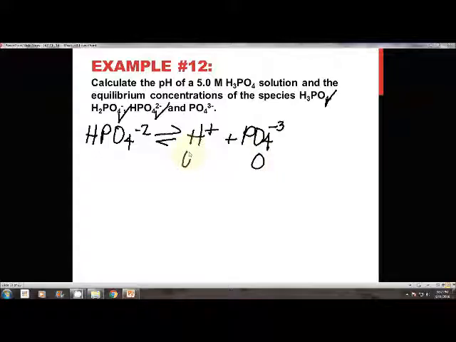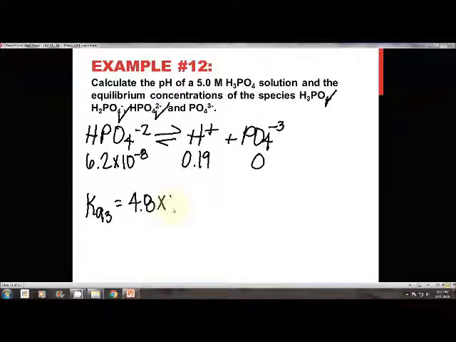We still know that H plus is 0.19. It doesn't change. And we just solved and found that HPO4 minus 2 is 6.2 times 10 to the -8. Then, skipping the whole changing things because it's not going to change anymore, we can plug in the 3rd Ka, Ka3 from our table, which is 4.8 times 10 to the -13.